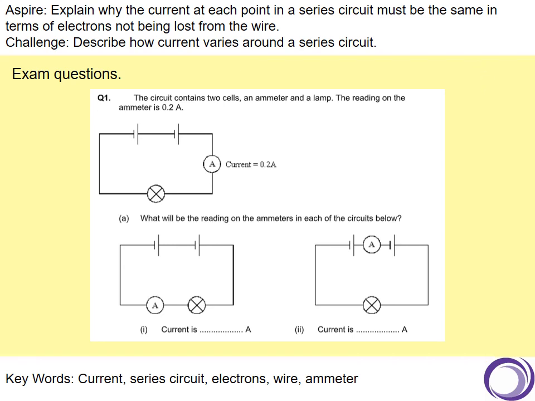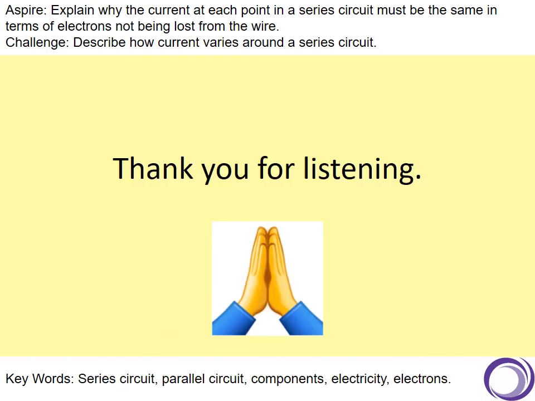Okay, and stop there. We should have worked out from today's lesson, we know that the current is the same at each part of a circuit. So the current in the first one should be 0.2 amps and also 0.2 amps in the second circuit.